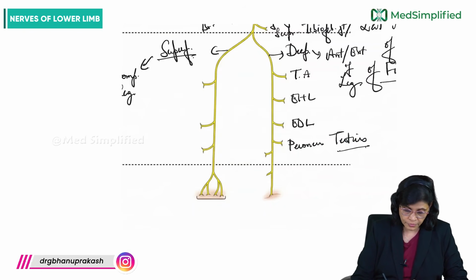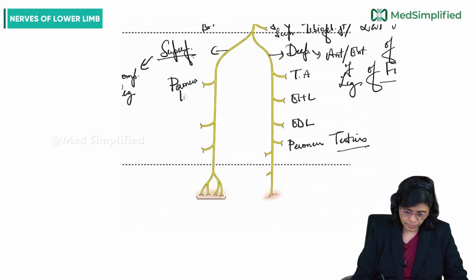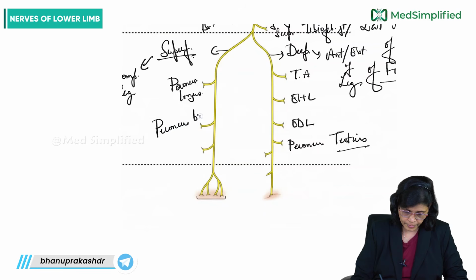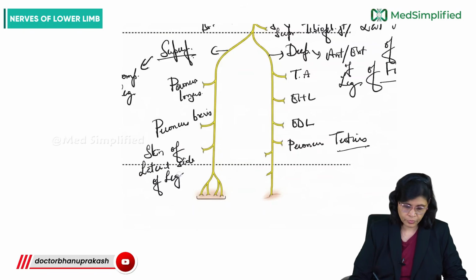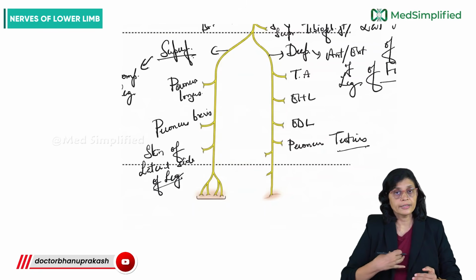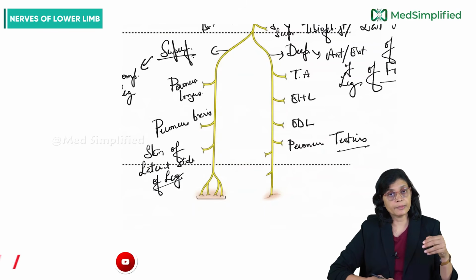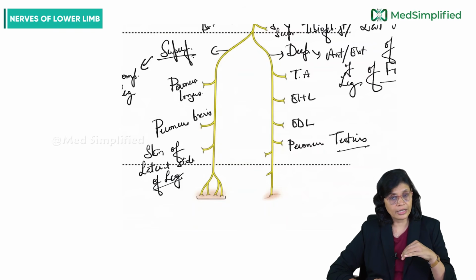The superficial branch will supply peroneus longus, peroneus brevis, and it will supply the skin of the lateral side of the leg. So in the leg, the skin on the lateral aspect is supplied by the superficial branch, whereas the lateral aspect of the foot is supplied by the sural nerve.